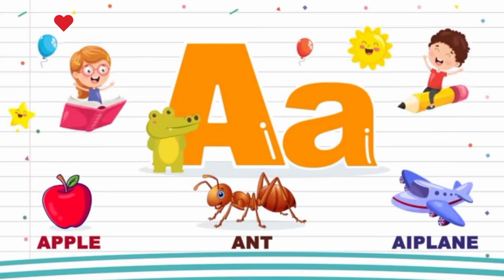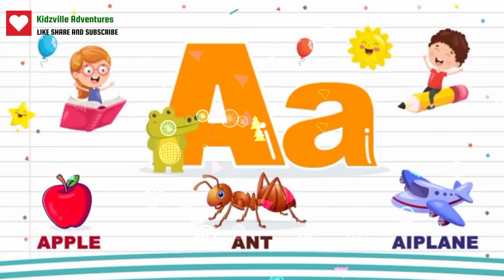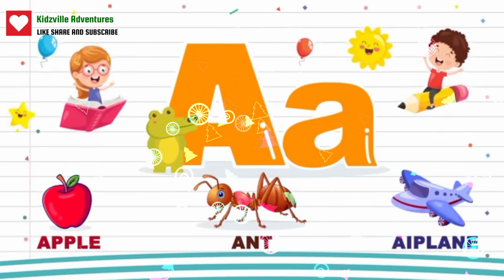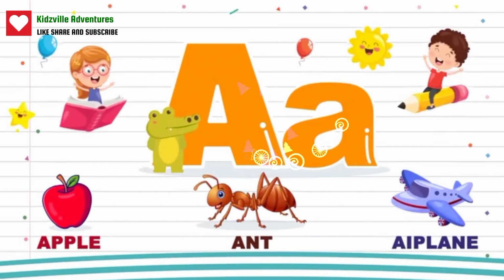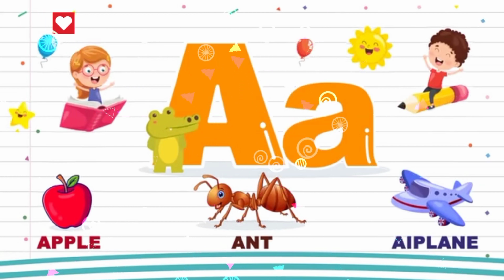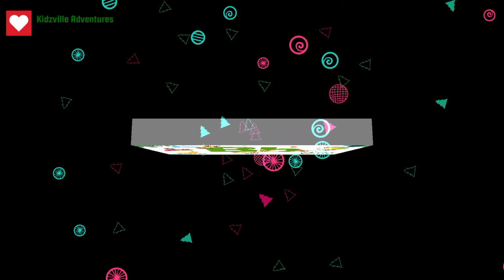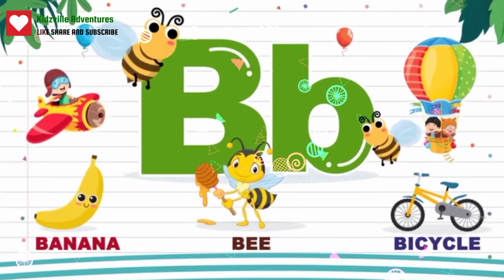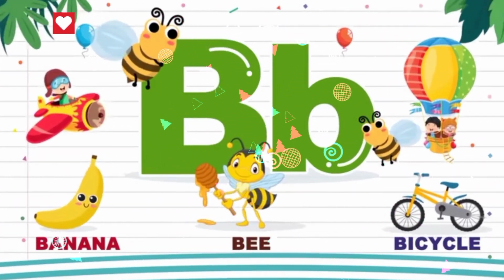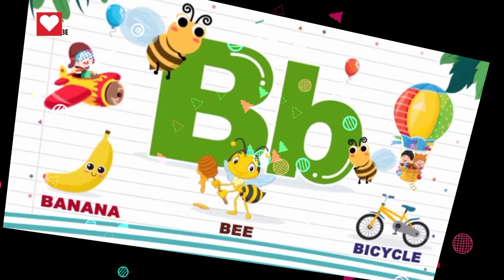A. A for apple. A for ant. A for aeroplane. B. B for banana. B for bee. B for bicycle.